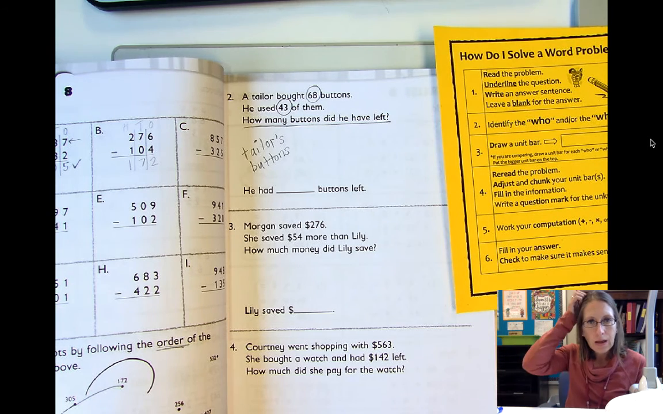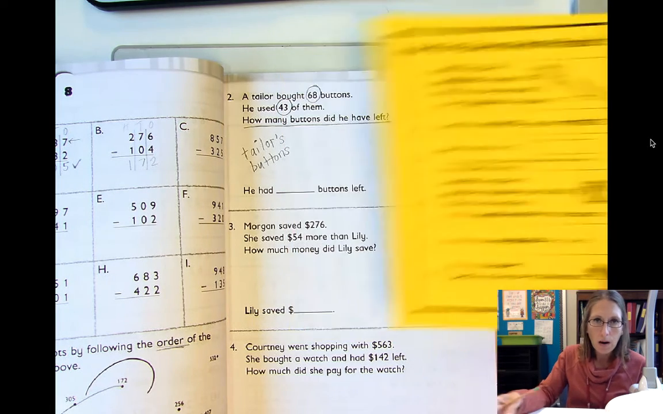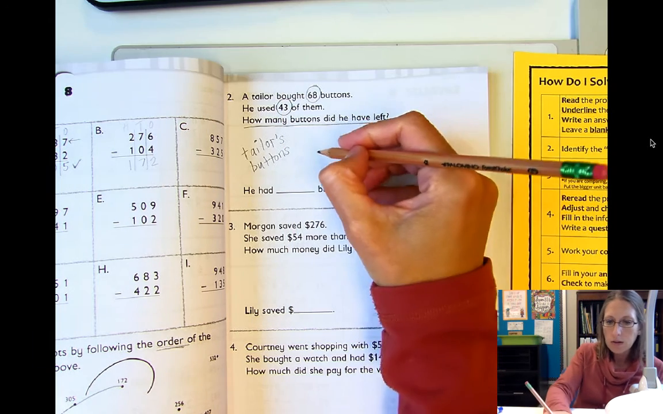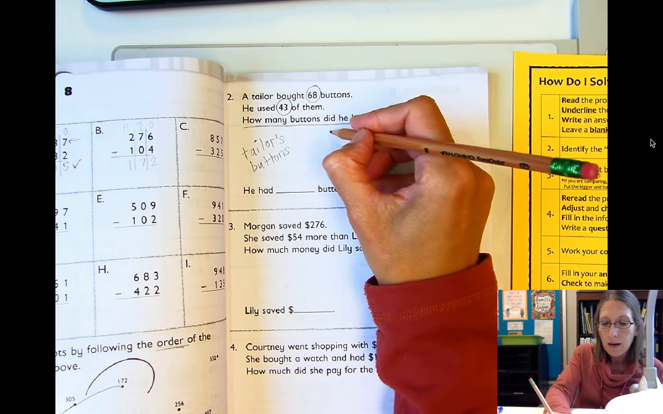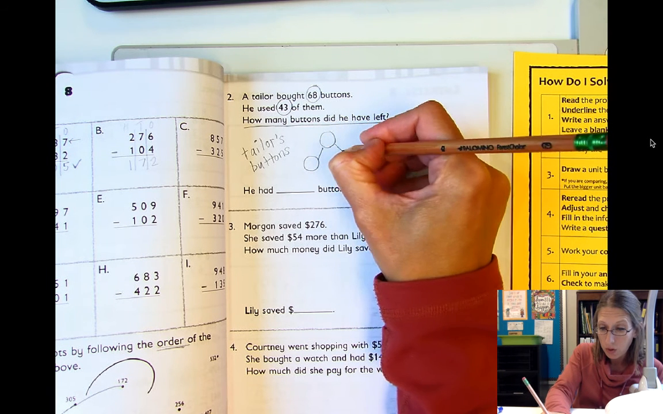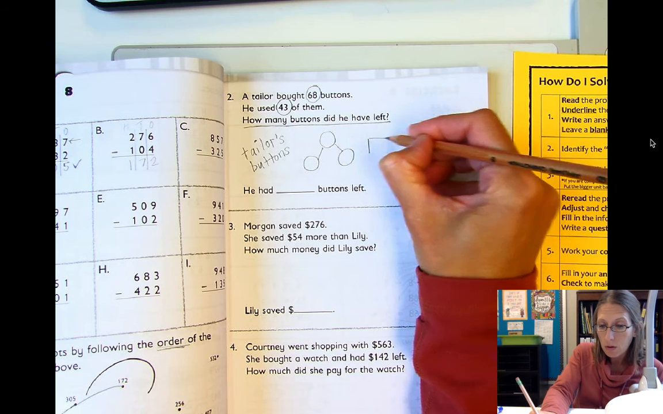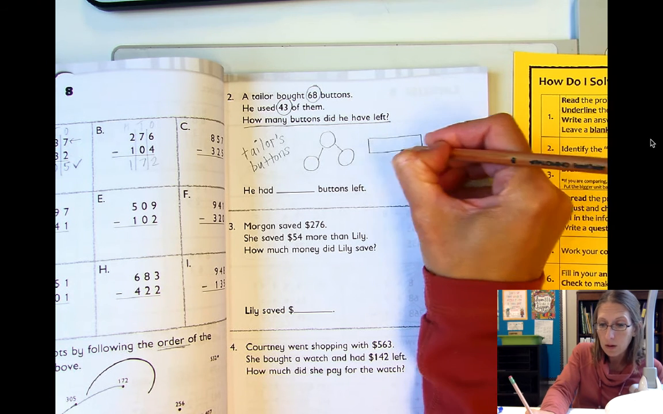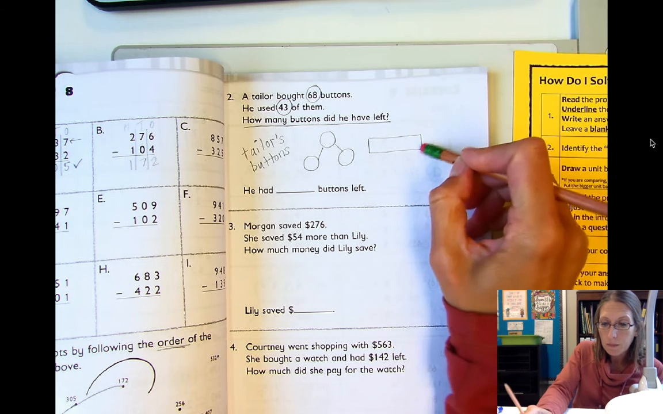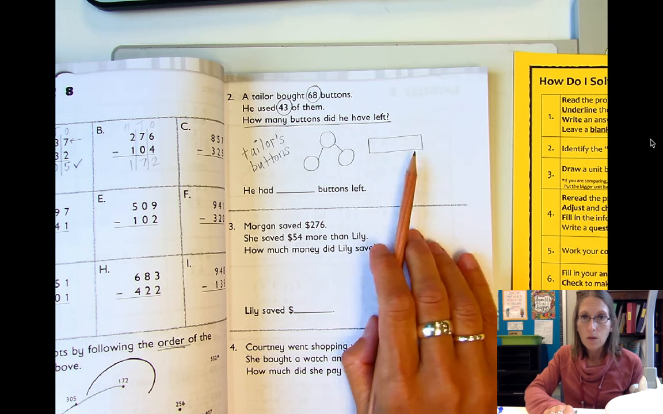Okay, all right, next step is to draw a unit bar. And again, you can draw a number bond or a unit bar or both. So I'm going to draw both just to kind of help us see what this would look like. Okay, so there's our number bond and our unit bar.